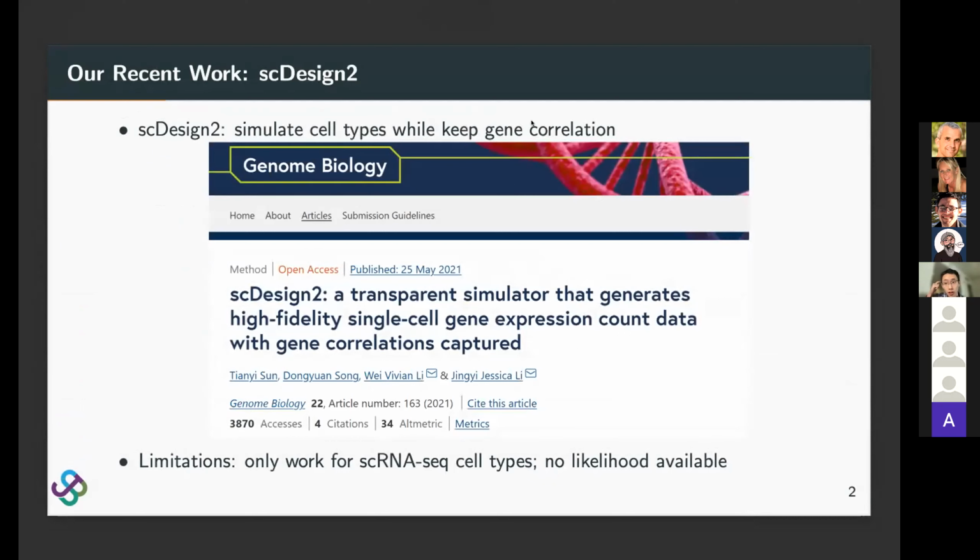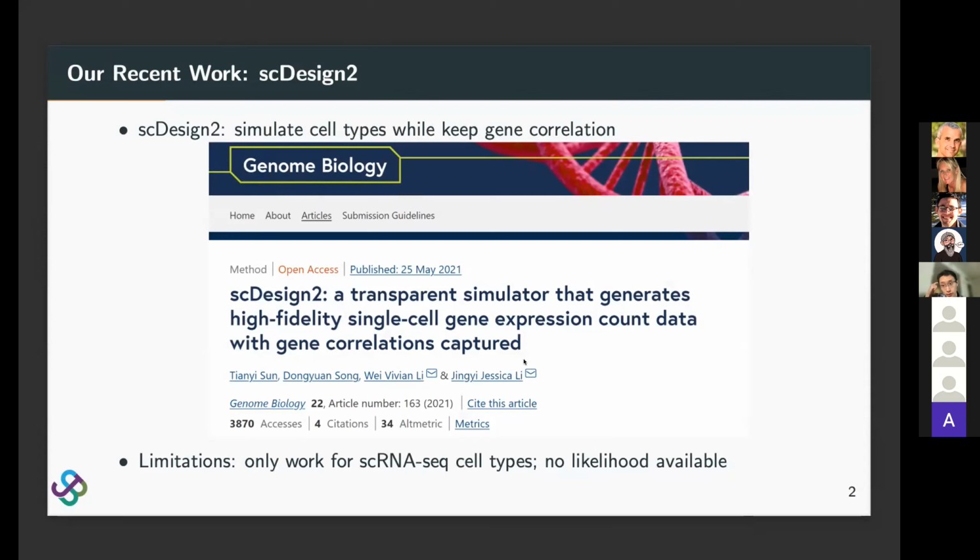Before we talk about scDesign3, we need to talk about scDesign2. Obviously, this is a prior work for scDesign3. This was just published last year in Genome Biology. And scDesign2 can simulate cell types while keeping the gene correlation of each cell type. The limitation of this work is that it only works for single-cell RNA-seq and works for discrete cell types.